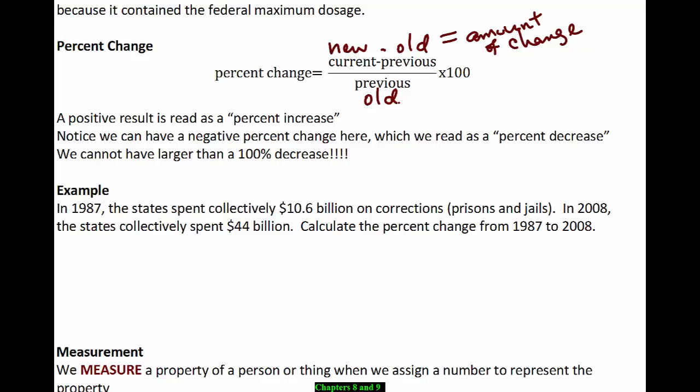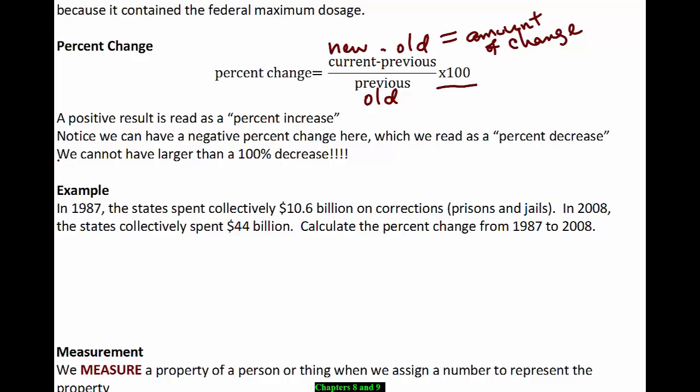The reason that we put the previous number in the denominator is because we want to measure the amount of change relative to where we started. When we measure the amount of change relative to where we started, this turns it into a percent. Relative means a fraction. A positive result in this calculation is read as a percent increase. A negative is read as a percent decrease. And once we get our number, don't forget to multiply by 100 to turn it into a percentage.